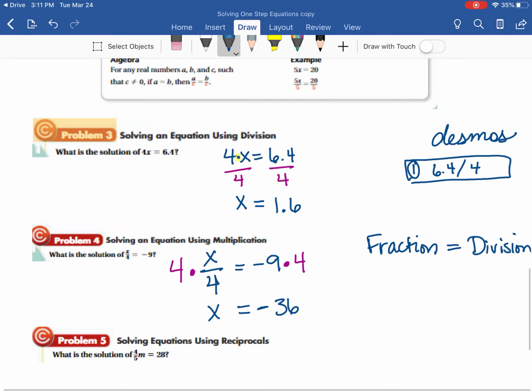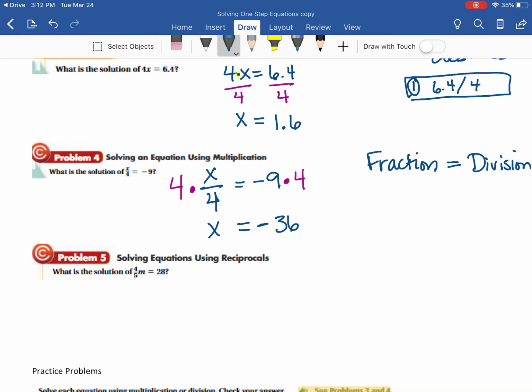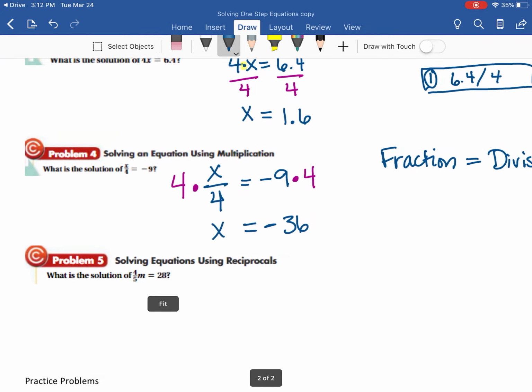Remember, if it's multiplication, I'm going to divide to undo, and if it's division, I'm going to multiply to undo.